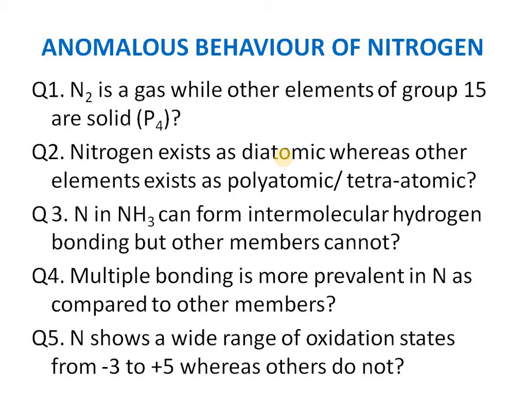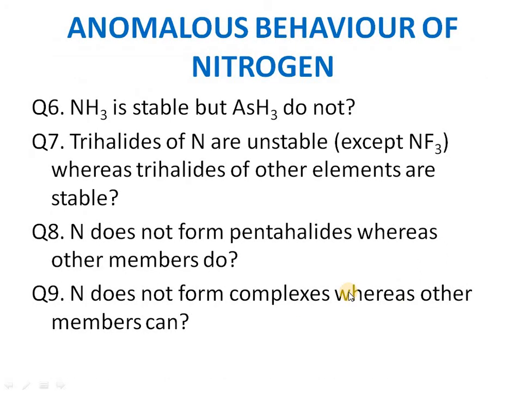Okay, but in this case, if you take magnesium nitride, that's -3. If you take NH3, that is -3, or NCl3, which is +3. Multiple bonding is more prevalent in nitrogen as compared to other members. Multiple bonding in nitrogen: triple bond. So now here, ammonia is stable, but arsine is not. Trihalides of nitrogen are unstable.